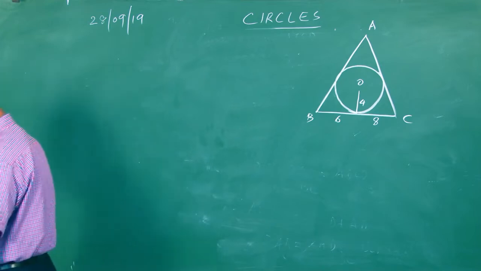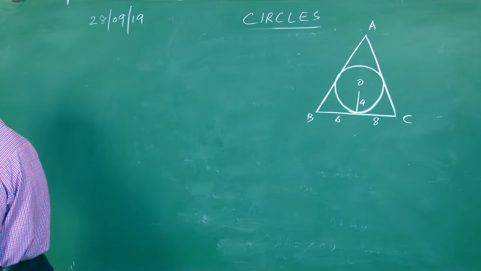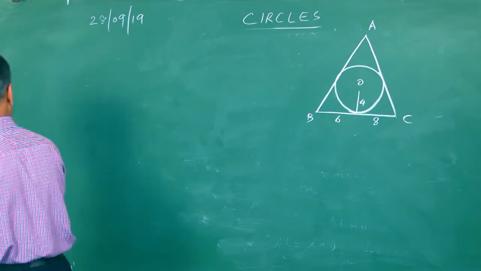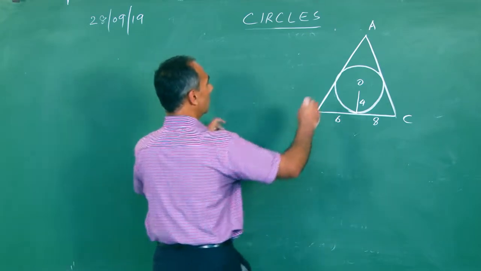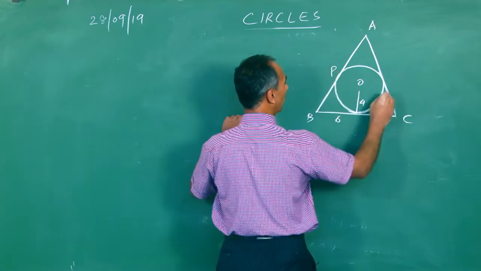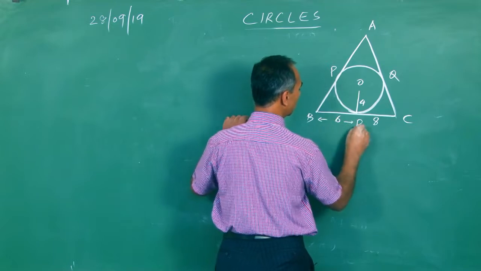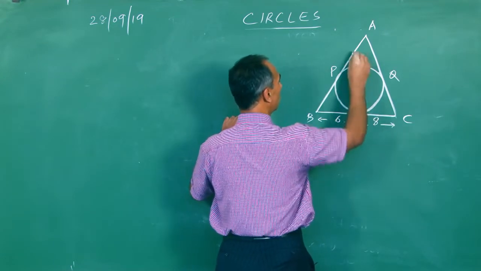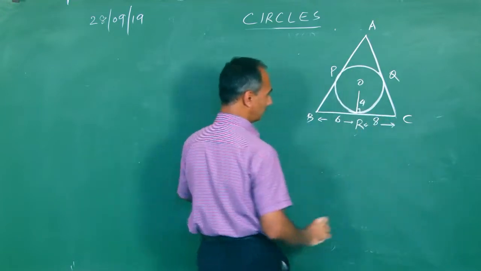So you are asked to find the lengths of the other 2 tangent segments. See, this is point P, this is point Q, this is point R. This length is 6, this length is 8, radius is 4, this has to be 90. We are asked to find the length AB as well as AC.